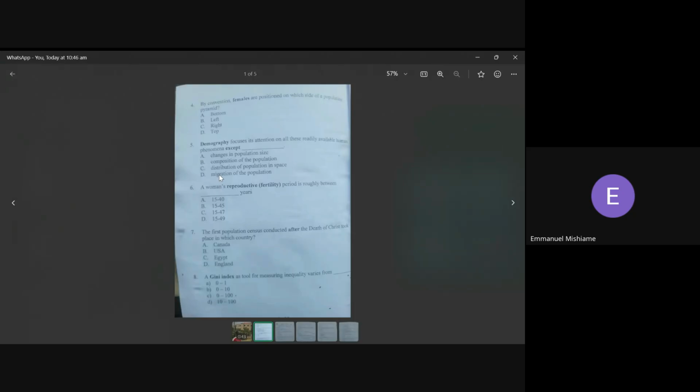Okay, that's good. Now, demography focuses its attention on all these readily available human phenomena except A, changes in population size, B, composition of the population, C, distribution of population in space, and D, migration of the population. Migration of the population.